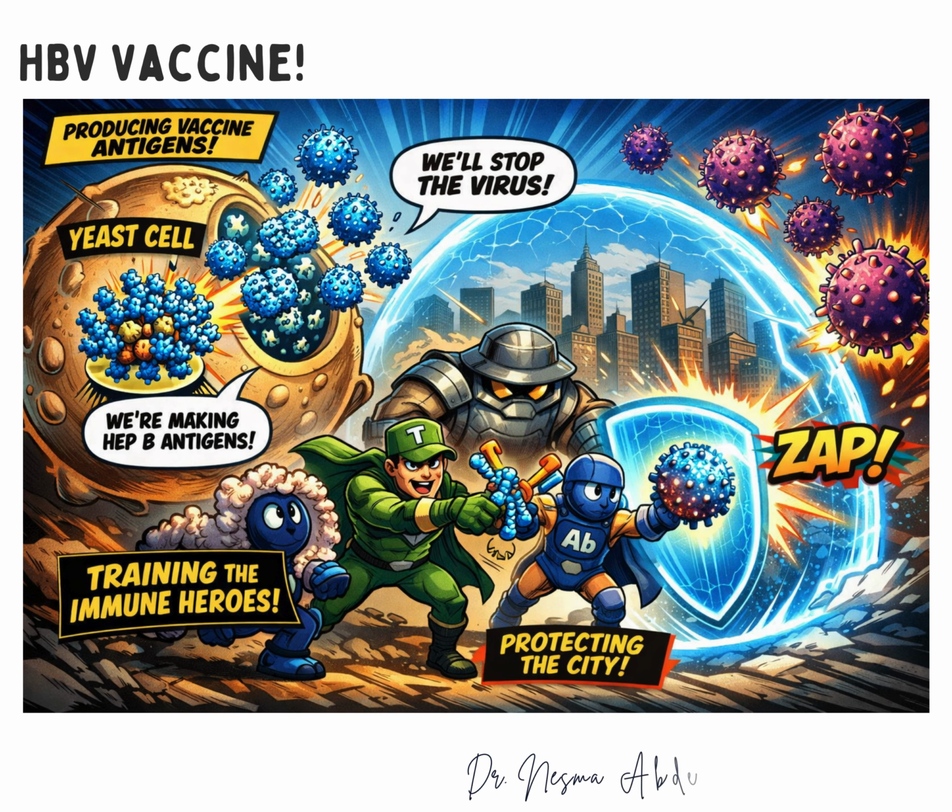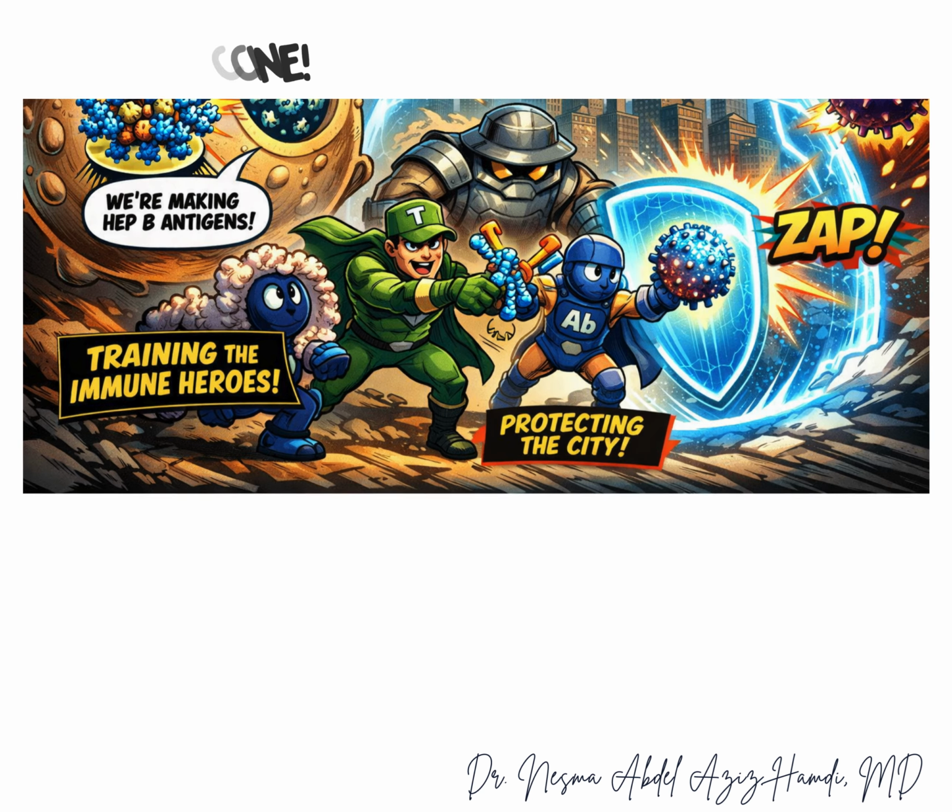Another powerful application is the recombinant hepatitis B vaccine. Instead of using whole viruses, scientists insert the gene encoding the viral surface antigen into yeast or bacterial cells. These cells produce viral proteins that stimulate immunity without causing infection. This approach not only enhances safety but also demonstrates how genetic engineering can prevent disease by teaching the immune system to recognize pathogens before exposure.